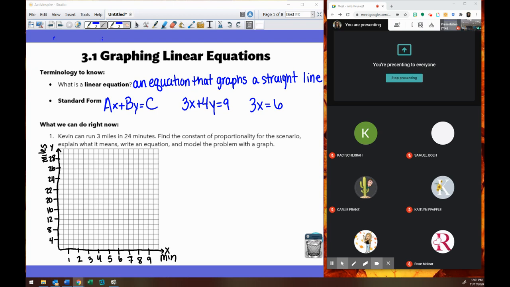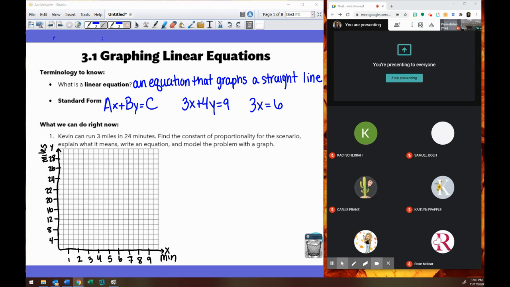Your basic Algebra 1 type is a linear function, which is just a straight line. You can write functions in different forms. Function and equation just mean the same thing. Like I said, today we're just talking about standard form. Standard form is all of your variables on one side, your constants on the other.